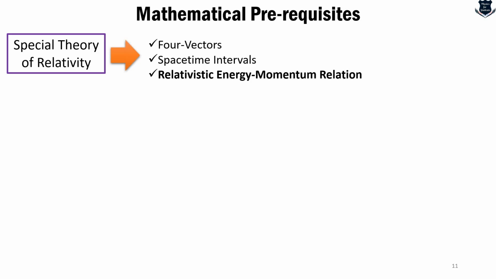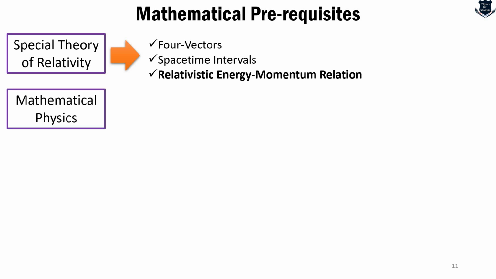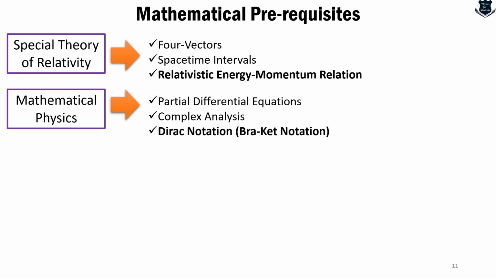So in special theory, I am only highlighting the last point, that is the relativistic energy-momentum relation. Space-time intervals for vectors you already know. In terms of mathematical physics, you already know partial differential equations and complex analysis, but I expect that you know more of what is called the bra and ket notation, which is often called the Dirac notation. You also need to know quantum physics.